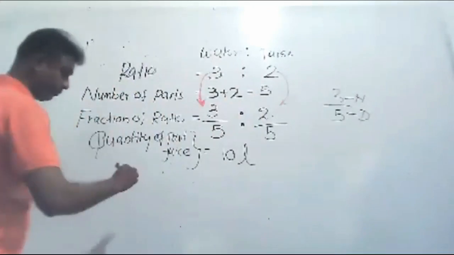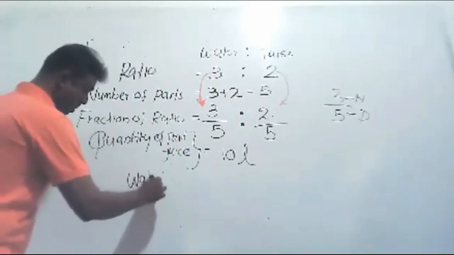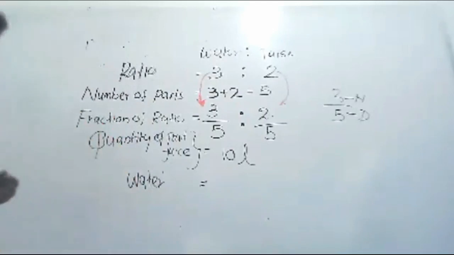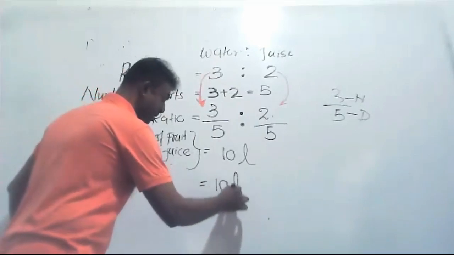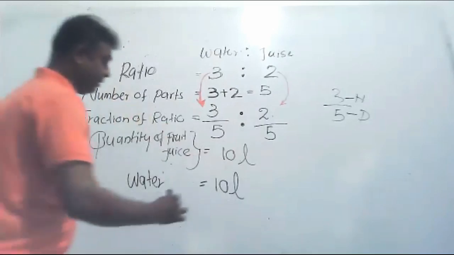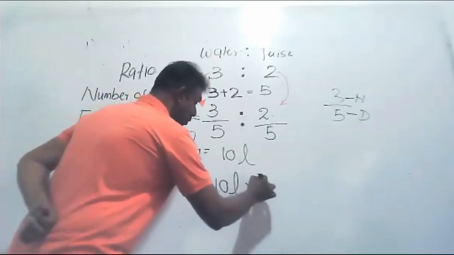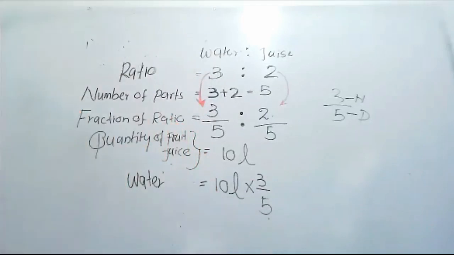See here, the total drink is 10 liters. Taking 3 upon 5 for water, in liters.